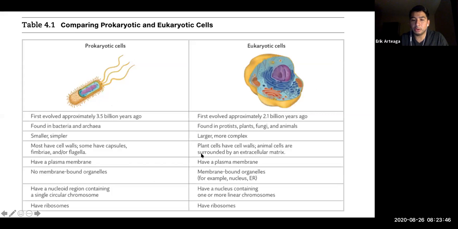So this is actually a really important slide to know. I'll probably ask a lot of questions off of this slide specifically, okay? So just know the differences between the two types of cells that we have. Remember, this is mainly bacteria and archaea, but you mainly can think of prokaryotes as bacterial cells.